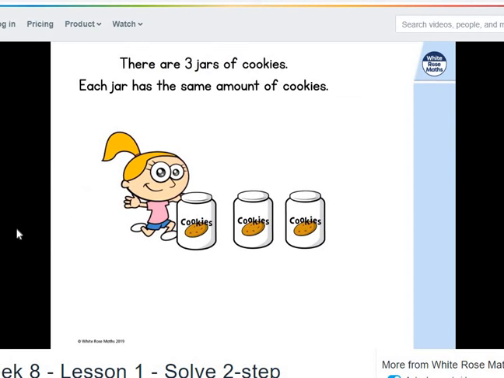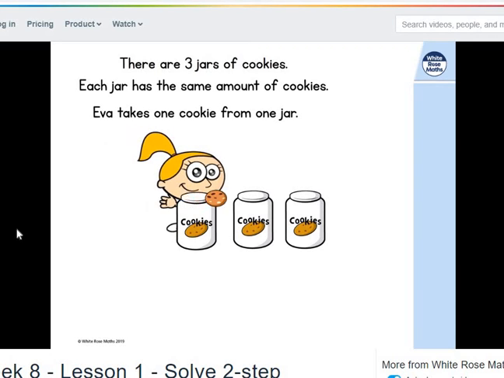Oh, hello. Hello, Eva. Oh. Eva takes 1 cookie from 1 jar. And she's run off with it. Typical.